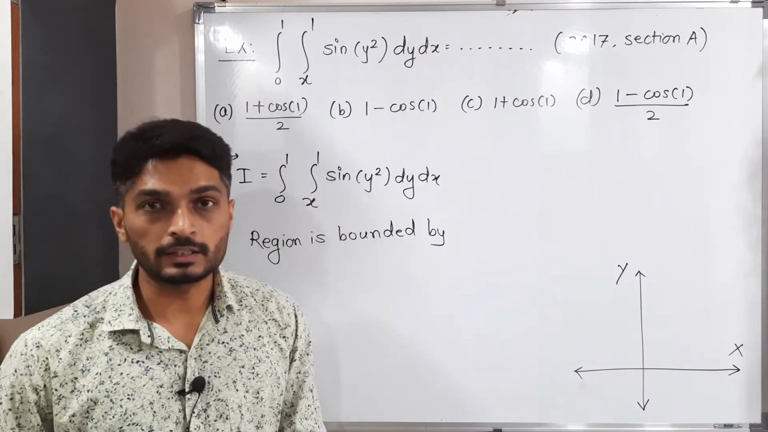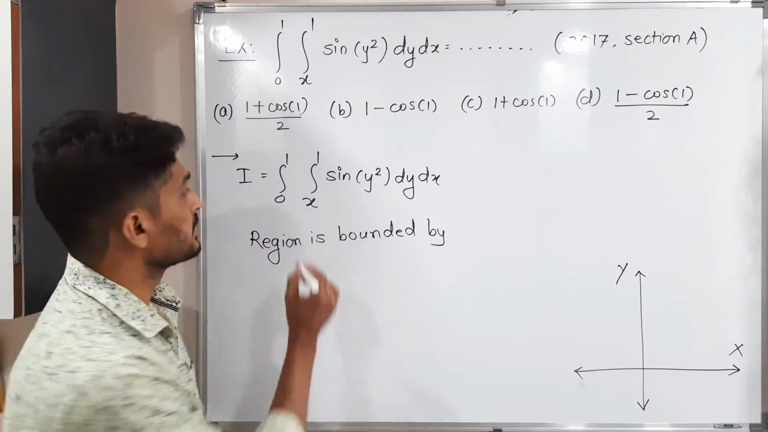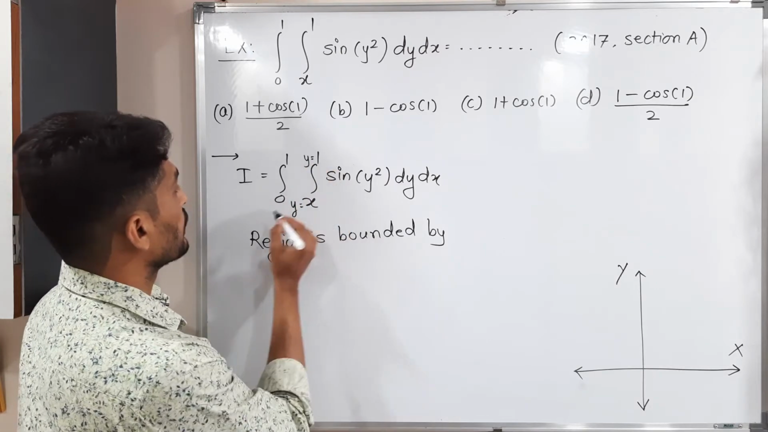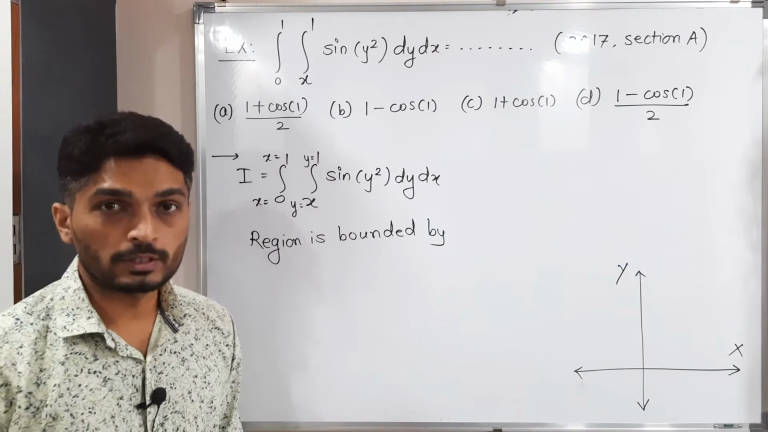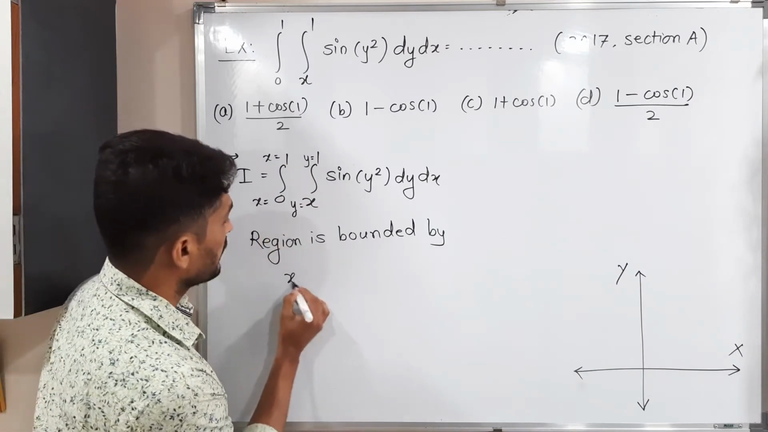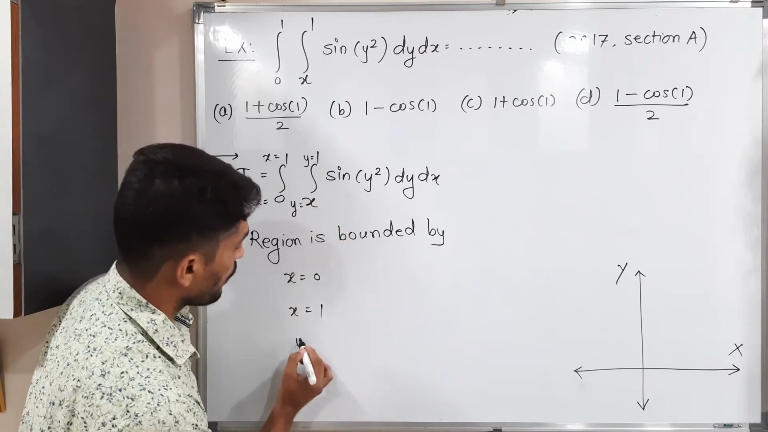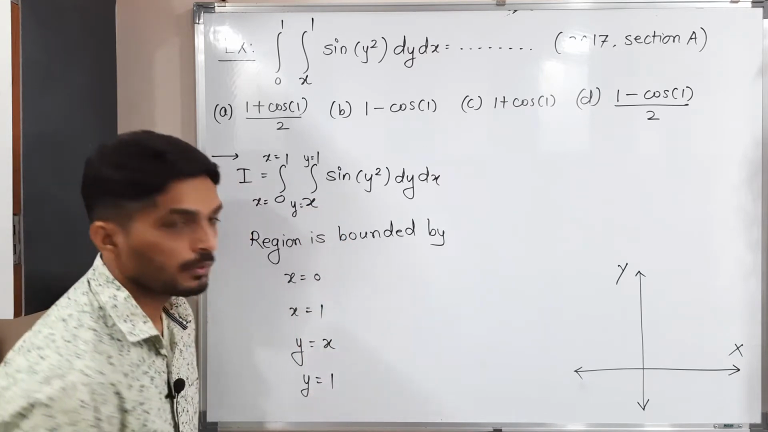I have already written it here, right? So here you can see x is there. That means these are limits of y: y is equal to x, y is equal to 1. So obviously these are limits of x. Therefore the given region is bounded by x is equal to 0, x is equal to 1, y is equal to x and y is equal to 1.